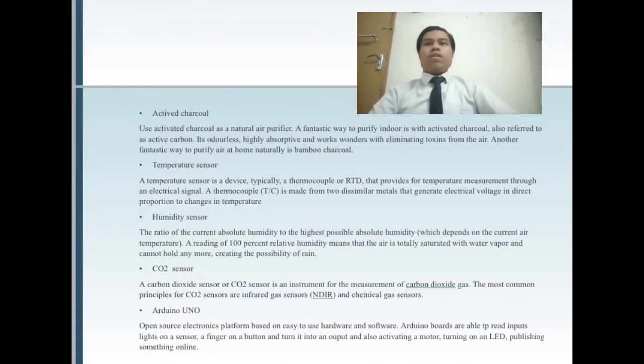Literature review. Activated charcoal. Use activated charcoal as a natural air purifier. A fantastic way to purify indoor air is with activated charcoal, also referred to as activated carbon. Temperature sensor. A temperature sensor is a device, typically a thermocouple or RTD, that provides temperature measurement through an electrical signal. Humidity sensor. Relative humidity is the ratio of the current absolute humidity to the highest possible absolute humidity, which depends on the current air temperature. CO2 sensor. The carbon dioxide sensor or CO2 sensor is an instrument for the measurement of carbon dioxide gas. The most common principle for CO2 sensors is the infrared gas sensor.